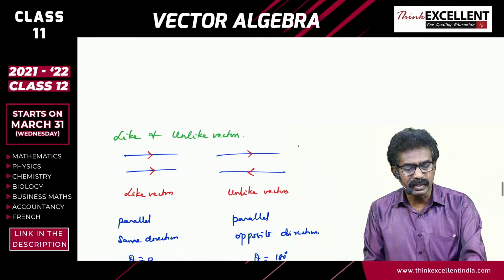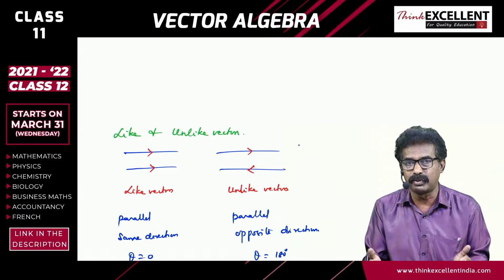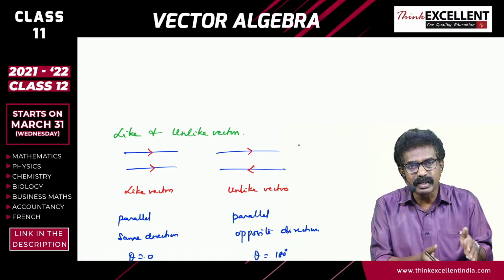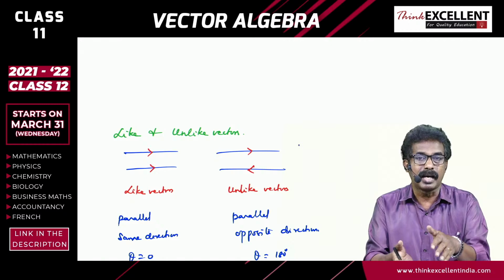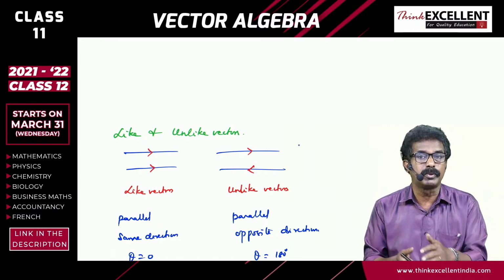Then like vectors, unlike vectors. You would have studied in physics like parallel forces and unlike parallel forces; both are parallel. Like vectors are in the same direction: parallel and in the same direction. Unlike vectors are parallel, but they are in the opposite direction.